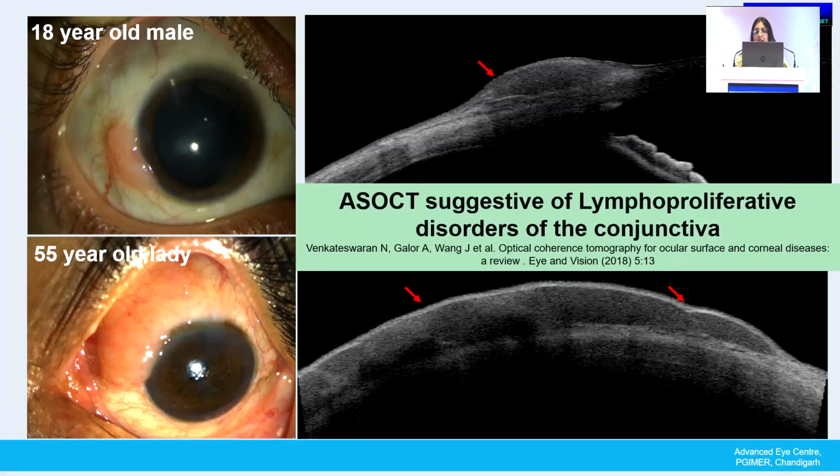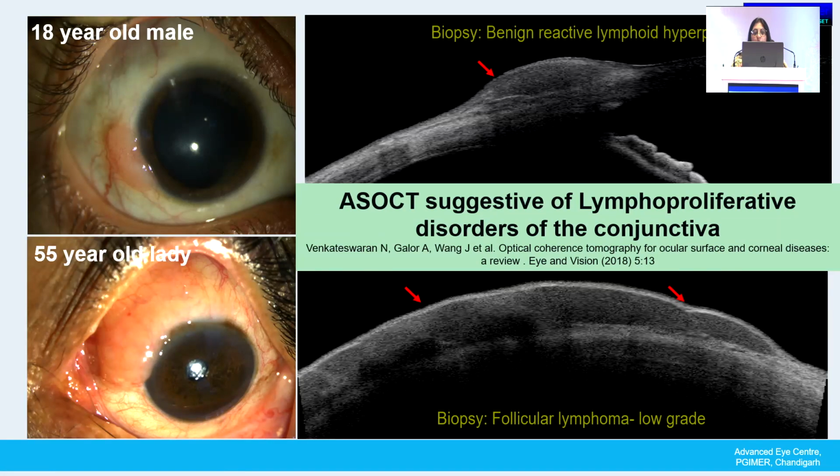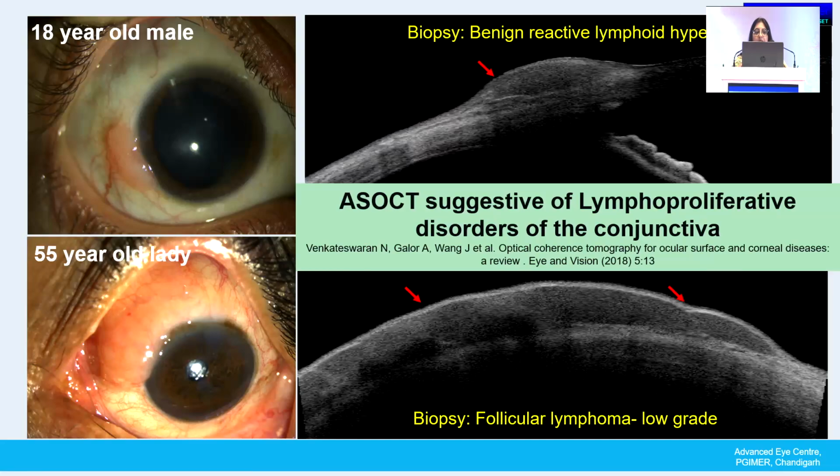Now, lymphoproliferative disorders follow a spectrum from very benign to low-grade malignant and then highly malignant. And so this is what it showed in these patients. On biopsy, the 18-year-old male had a history of vernal keratoconjunctivitis. So this was a benign reactive lymphoid hyperplasia. Whereas the 55-year-old lady, she had a follicular low-grade lymphoma.